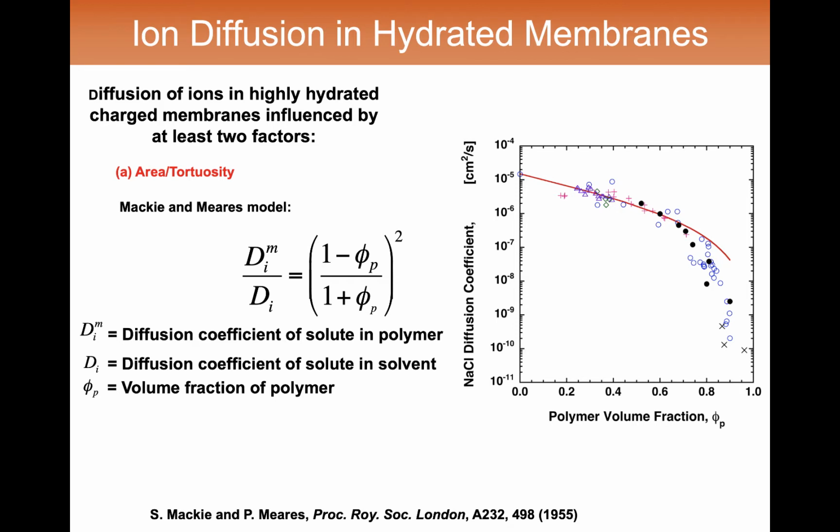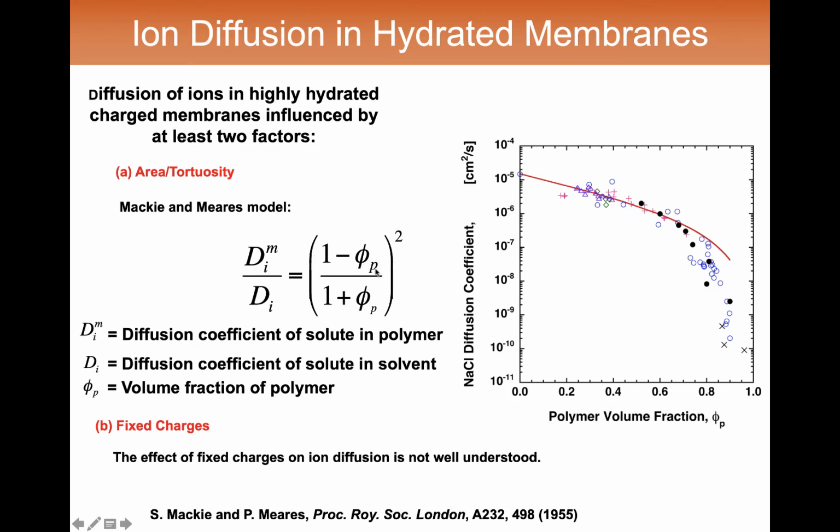And Mackey and Mears proposed a simple statistical treatment, a lattice-based treatment of that scenario, where the ions would diffuse essentially through a forest of polymer chains, diffusing in and around the trees. And they came up with a remarkably simple model that's shown here, and it is that the diffusion coefficient of a solute or an ion in a polymer relative to the diffusion coefficient of that solute in a solvent is just given by this expression, where phi p is the volume fraction of polymer.